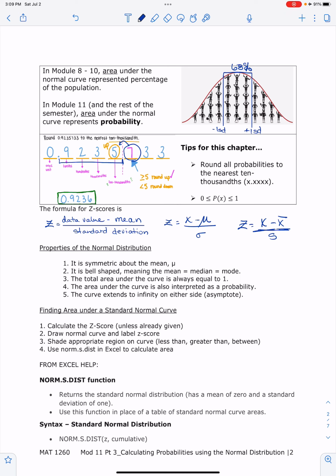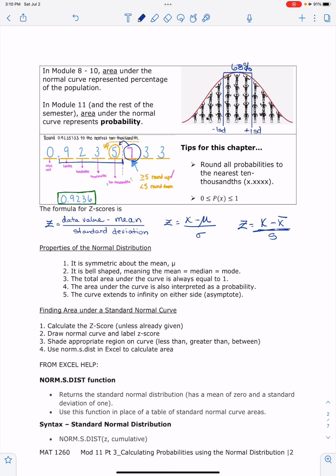Total area under the curve is always equal to 1, and that's important. We'll use that a lot. The area under the curve is interpreted as a probability. We said we were going to talk about it that way, and the curve extends to infinity on either side. So in a sample, yes, we may have the highest value or lowest, but when we're talking about an entire population, sometimes you can find one bigger than your largest.